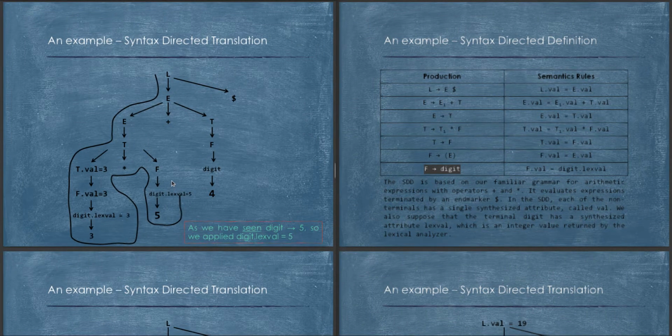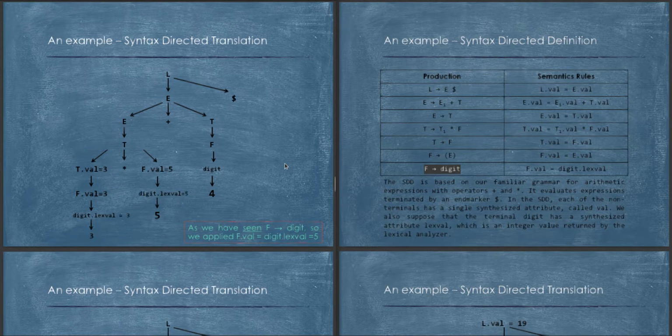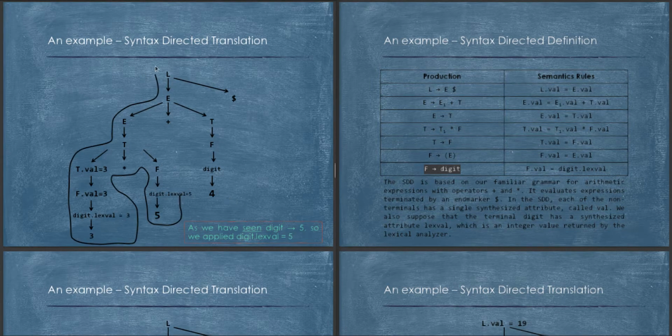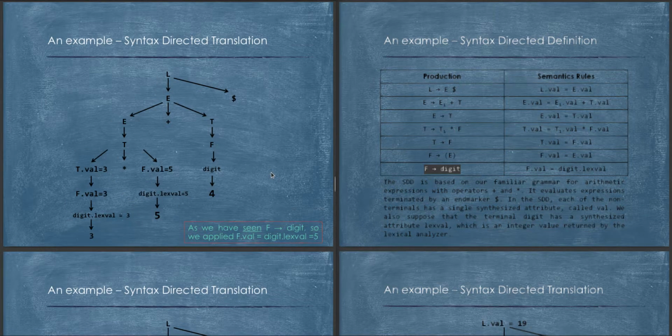What is the rule for F to digit? We already know. F to digit means F.val is equal to digit.lexval. So we calculate F.val equal to digit.lexval. Here I have shown you the whole path that we have to traverse. Remember, we are always doing leftmost derivation, alright? So now as I have seen F to digit, I can apply F.val equals digit.lexval equals 5. We already know this, right? Okay, so let's move on.